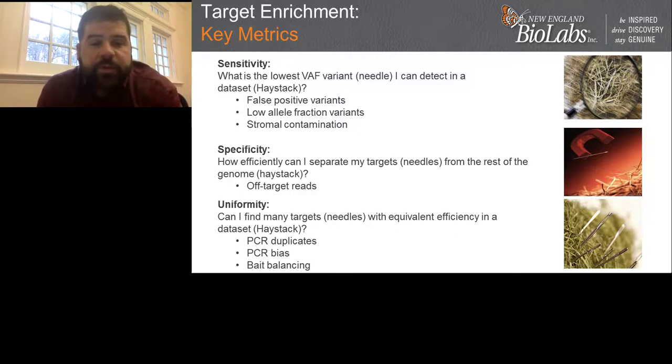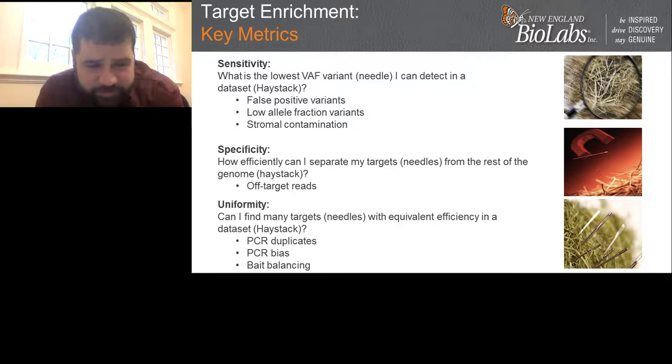Specificity is obviously important, and I think that has to do with the efficiency of the enrichment. So, how efficiently can I separate my targets from the rest of the genome, or how efficiently can I separate my needles from the haystack? And you can see that image there where we have a magnet pulling the needle away. Not coincidental. That's how we actually perform target enrichment, using magnetic beads in many cases.